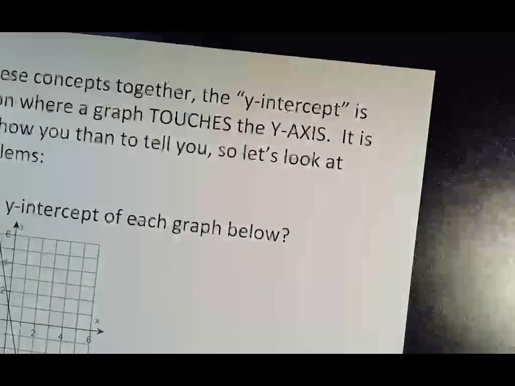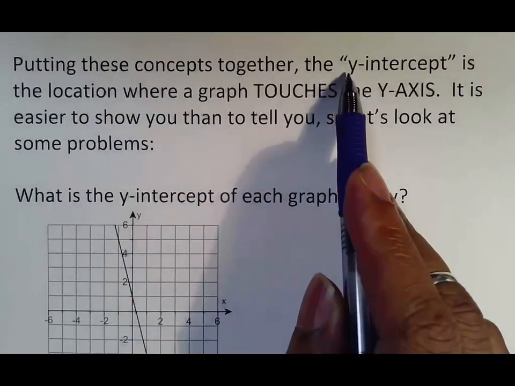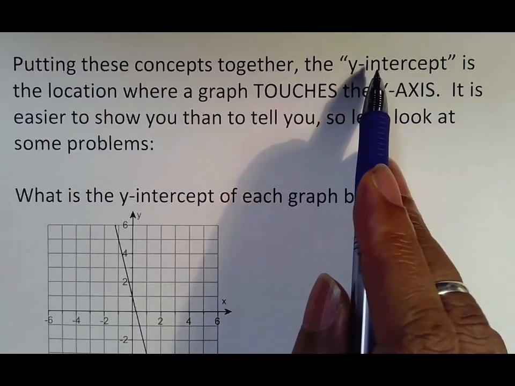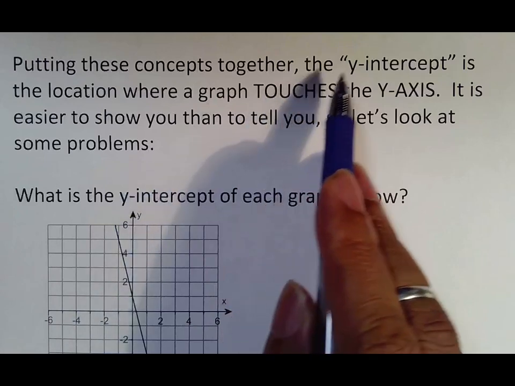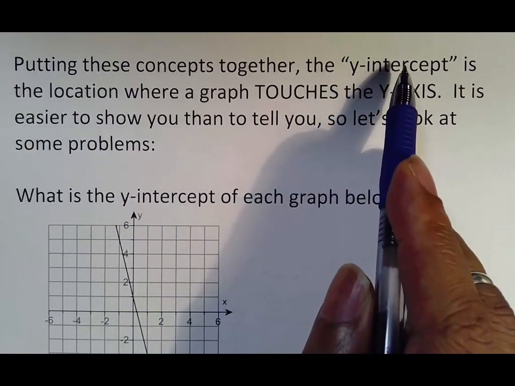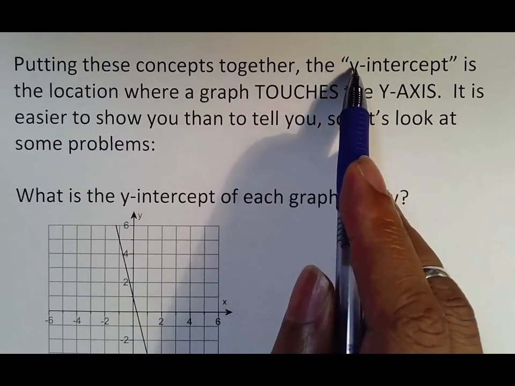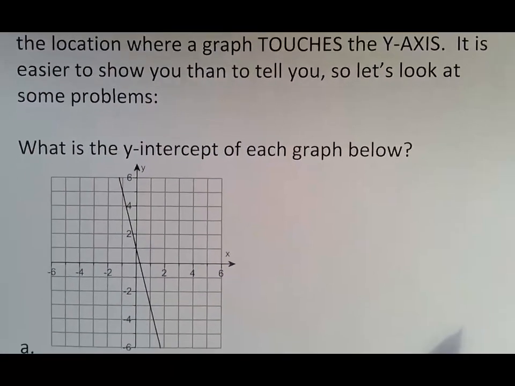So if we put those two things together, if somebody asks you for the y-intercept, it wants to know wherever the line you're talking about touches, which means intersects, the y-axis. Y-intercept, again, crosses the y-axis. And so it's easier to show you than to tell you. So let's just look at some problems.